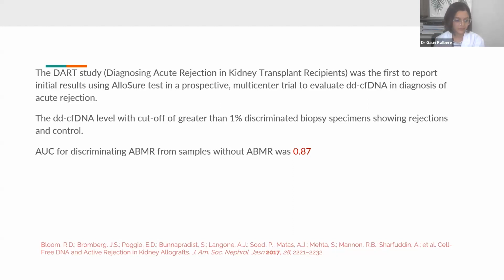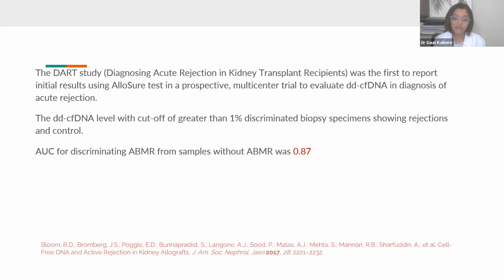And what did they find? They found out that the area under curve for any rejection, the discriminatory factor for any rejection, was around 0.74. And this area under curve was even more precise if we considered antibody-mediated rejection. So in samples without ABMR and with ABMR, if we compare, the area under curve ROC for discriminating them was even more precise. And what is more important is, it had a sensitivity and specificity of 81 and 83% respectively.